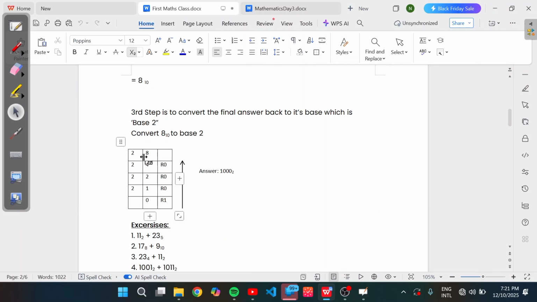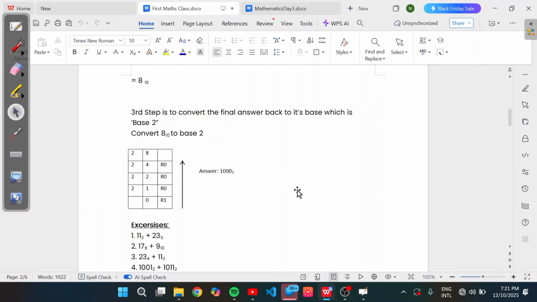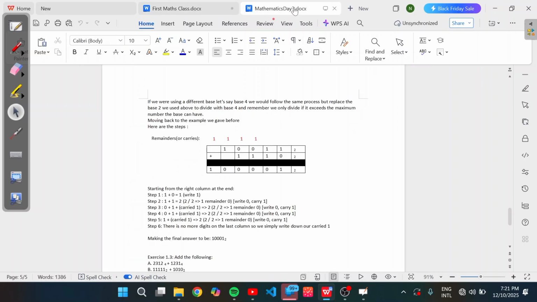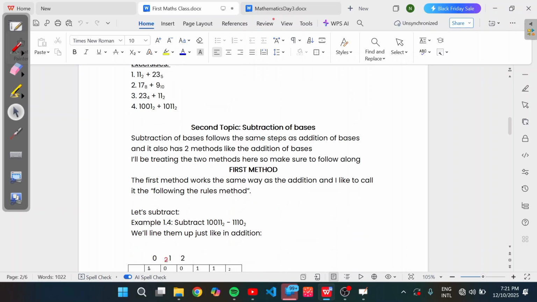So 2 in 8, 4, remainder 0. 2 in 4, 2, remainder 0. 2 in 2, 1, remainder 0. And 2 in 1, 0, remainder 1. So our final answer gave us 1000 base 2. Very simple, very straightforward. I feel like this method is a lot easier to use than the method I showed you here. But it's still a good idea to know both methods. Just use whatever works for you.